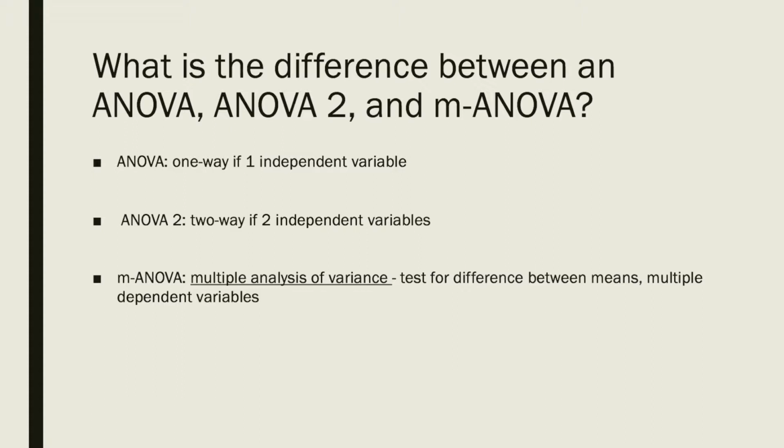There are three types of ANOVA tests. ANOVA is one-way, and there is one independent variable. ANOVA 2 is two-way, and there are two independent variables. MANOVA is multiple analysis of variance. This is a test for the difference between means, and there are multiple dependent variables.